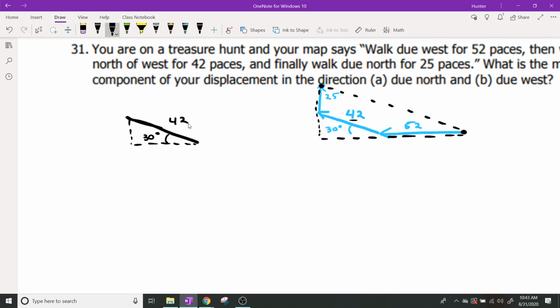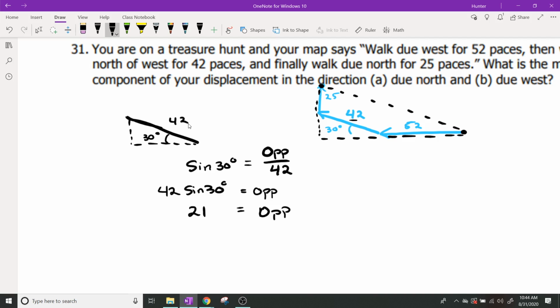So we can use the sine, and I can say the sine of 30 degrees is equal to the opposite side over the hypotenuse, which is 42, which means the opposite side is going to be 42 sine 30, which I believe that answer is 21. Because if you type in sine of 30 in your calculator, I'm pretty sure sine of 30 gives you 1/2. So it's going to be 21 here.